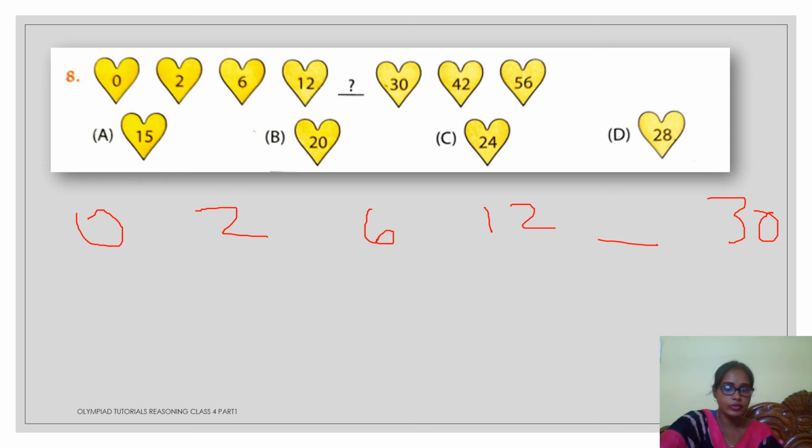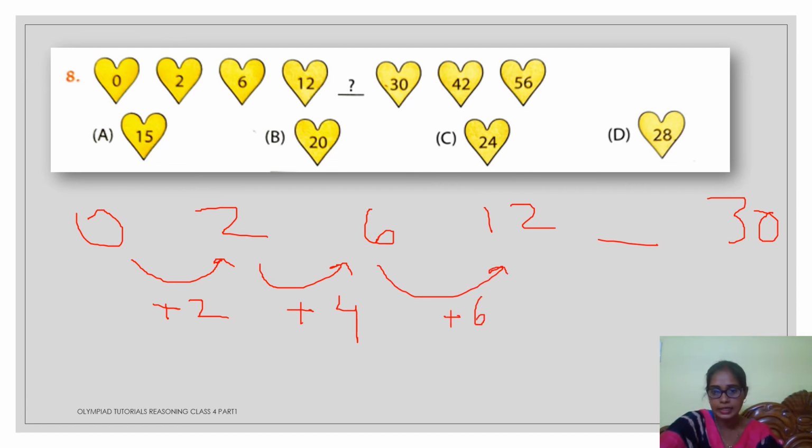If you see the difference between these two numbers, here it is plus 2. Again here you have plus 4. If you move on, 6 to 12, we are going to see plus 6. Means the series is in the multiples of 2. So after plus 6, what will be next? You have to just see the fourth multiple of 2, that is plus 8. So 12 plus 8 is going to give you 20. Let's see if 20 is there in the list or not. Yes, option number B, 20. So this is the correct answer.